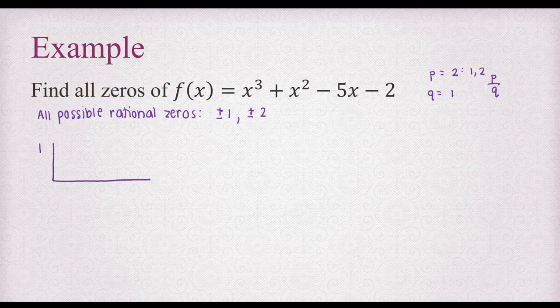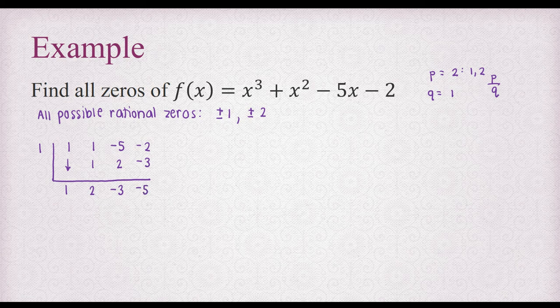I'm looking at my f of x function. I don't see any missing terms. So we'll have 1, 1, negative 5, and negative 2. So bring down the 1. 1 times 1 is 1. Add that up, I get 2. 2 times 1 is 2. Add that up, I get negative 3. Negative 3 times 1 is negative 3. Add that up, I get negative 5.